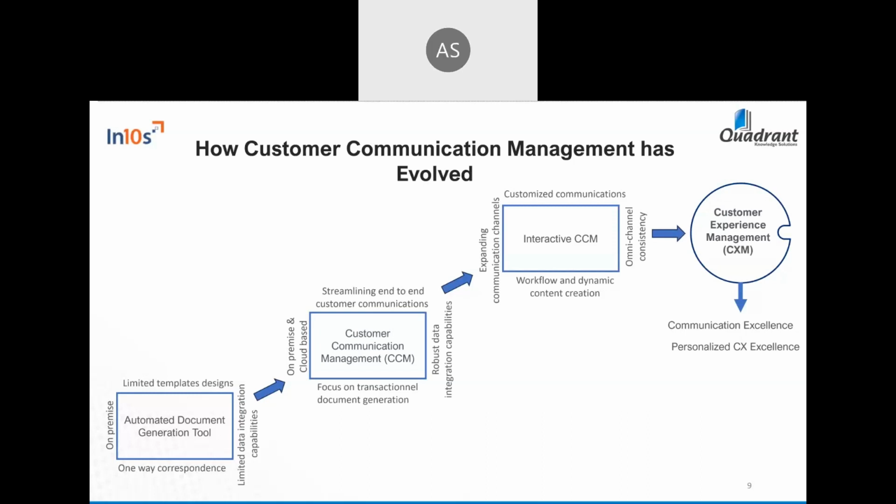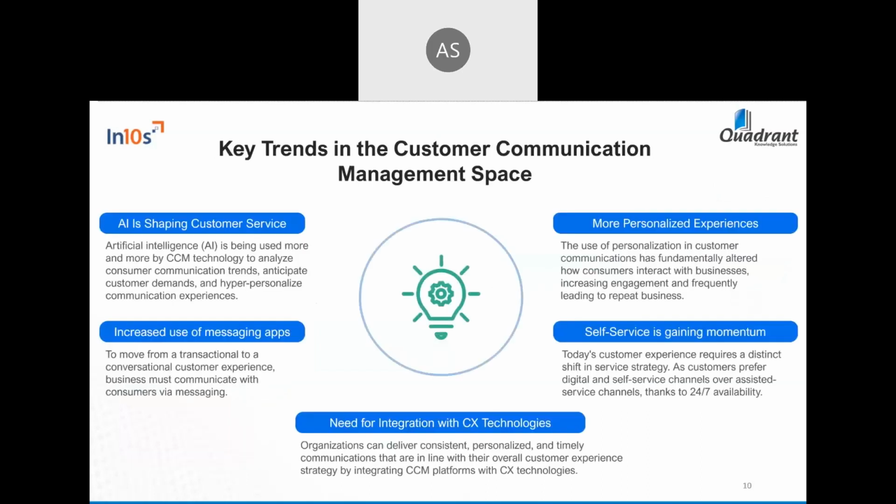Moving on, after the evolution, I would like to take you through some trends. And the first trend, we all know that AI is changing the landscape. With the advent of generative AI technology and LLMs, the use of artificial intelligence and machine learning in the CCM space is revolutionizing CCM.